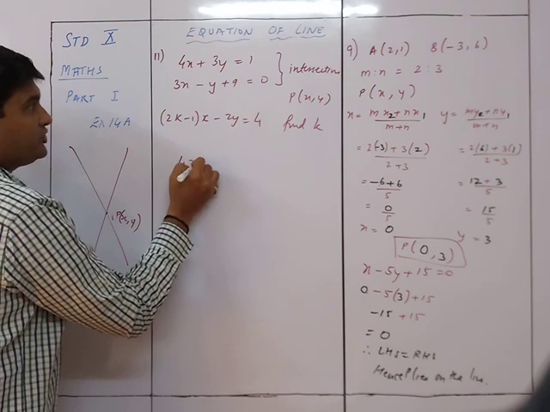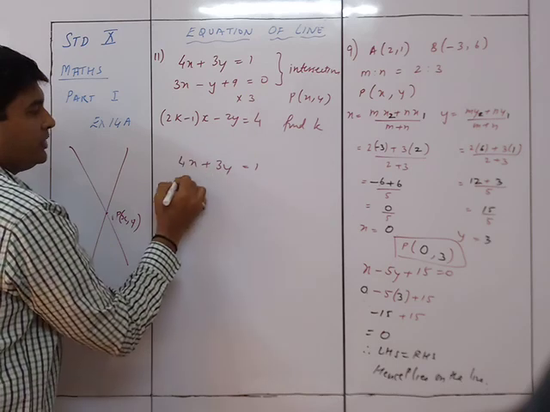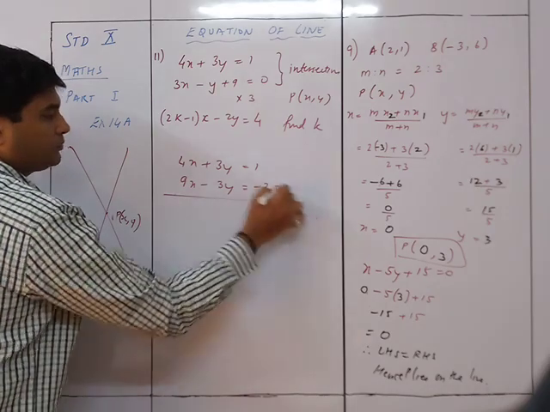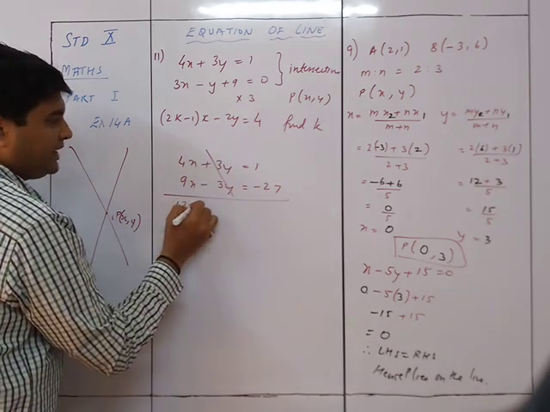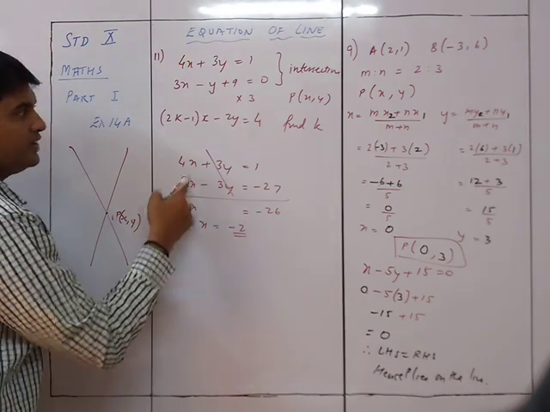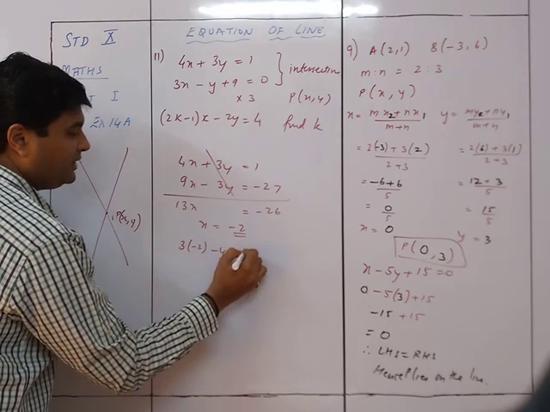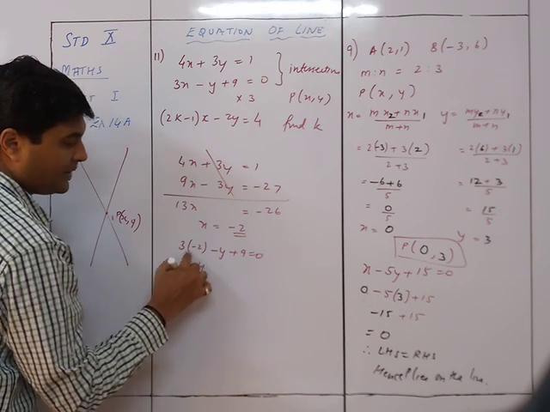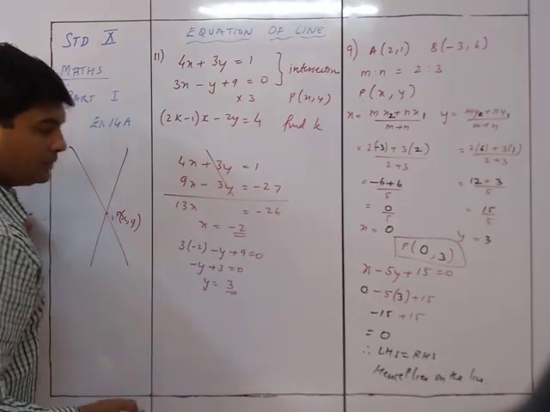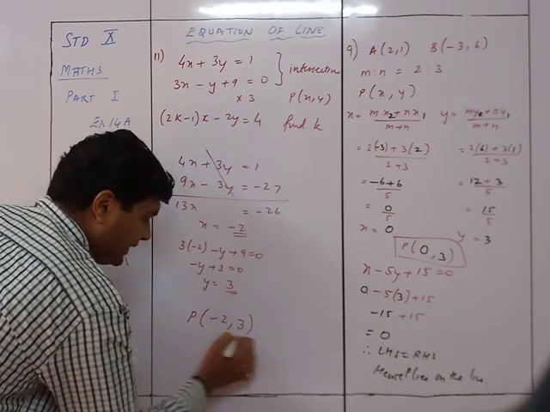So we are going to take 4x plus 3y is equals to 1, and you multiply the second equation by 3. So it will give you 9x minus 3y is equals to minus 27. This gets cancelled. This becomes 13x is equals to minus 26. x is equals to minus 2. Put the value over here. We get 3 into minus 2 minus y plus 9 is equals to 0. So minus y, this is minus 6, so it will be plus 3 is equals to 0. y is equals to 3. Got it? So P will be equal to minus 2 comma 3.